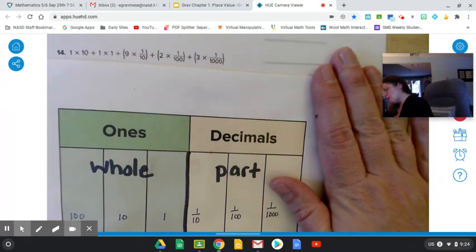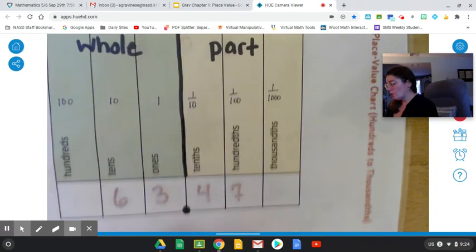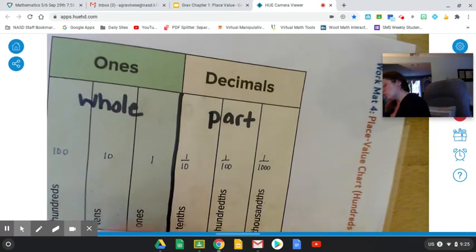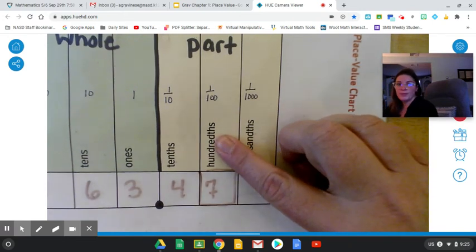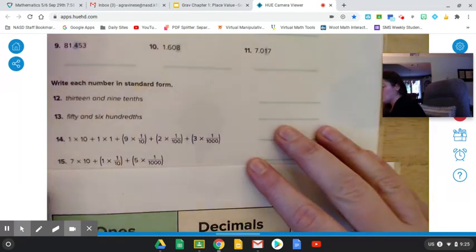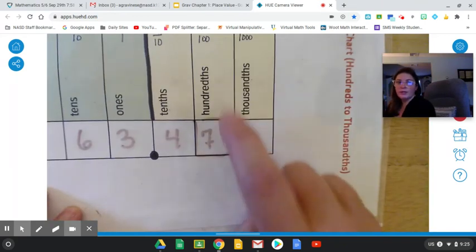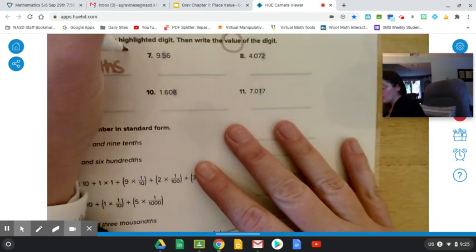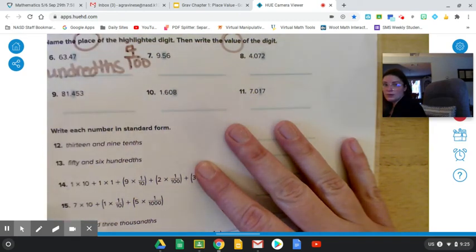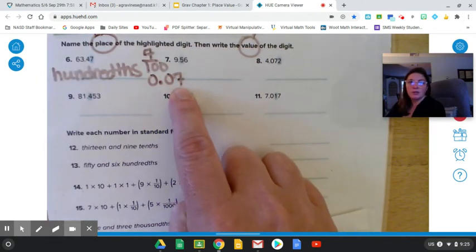We have 63.47. I'm going to put that on my place value chart. So the 7 is the highlighted number. So that's the number we're giving the place and the value. So what is the place of this? It's in the hundredths place. And so what's the value? If we have 7 in the hundredths, we could write that as two different ways. We could write it as 7 100ths, or we could write it as a decimal, 0.07, a 7 in the hundredths place.